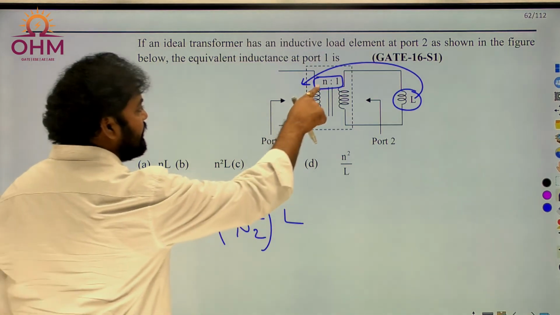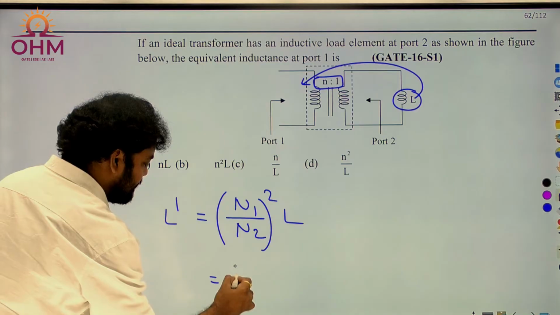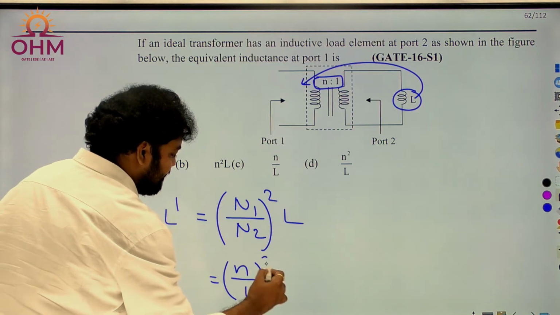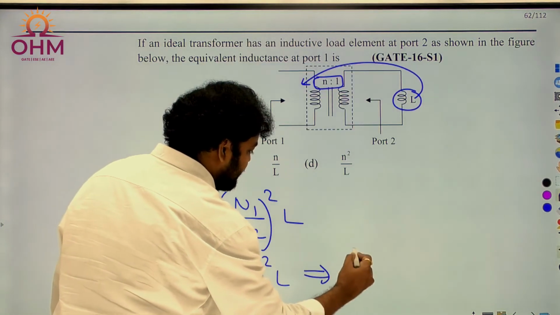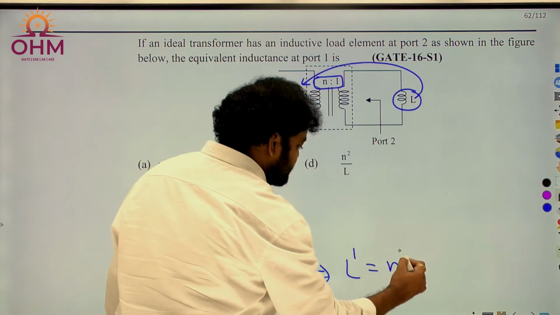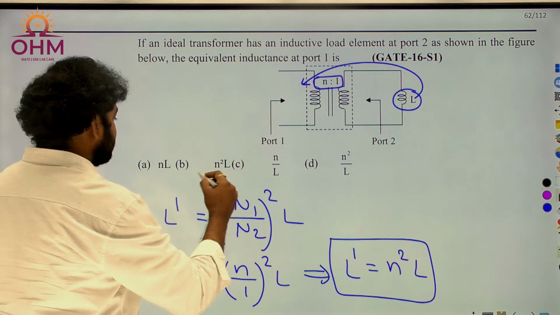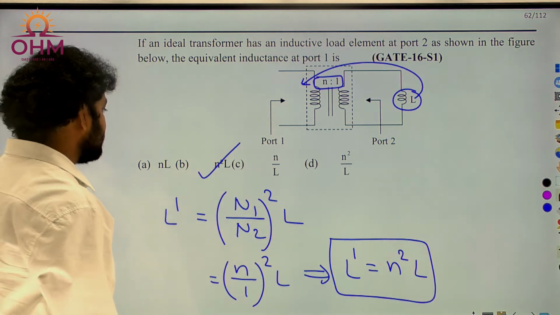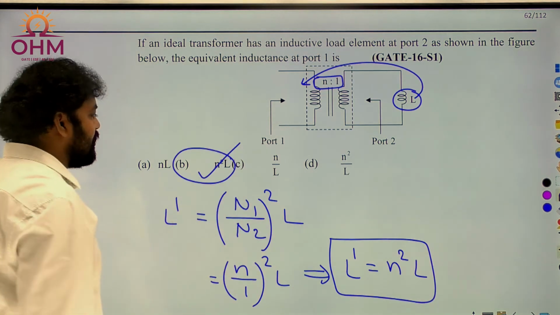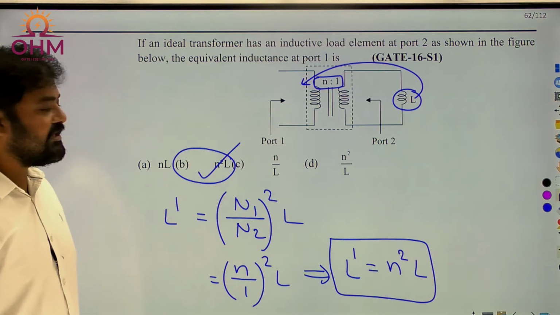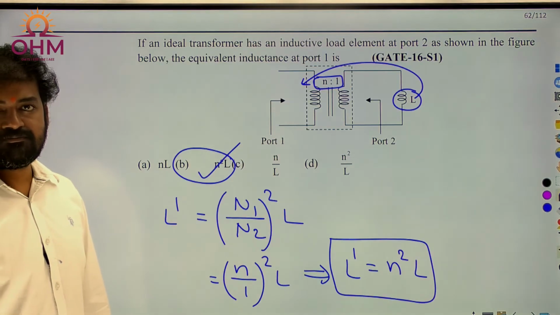What is n1 by n2 according to the given question? N by 1. So the answer is n by 1 whole square into L. Therefore L dash is equal to n square times L. That is the answer. Direct question. So it is n square into L. Actually this is option B, n square into L. That is the answer.